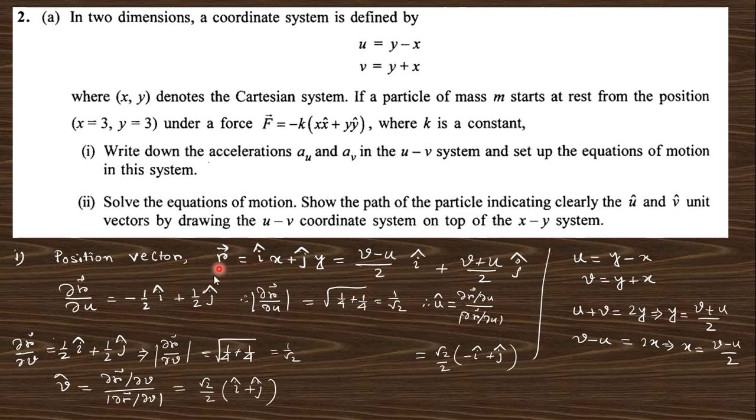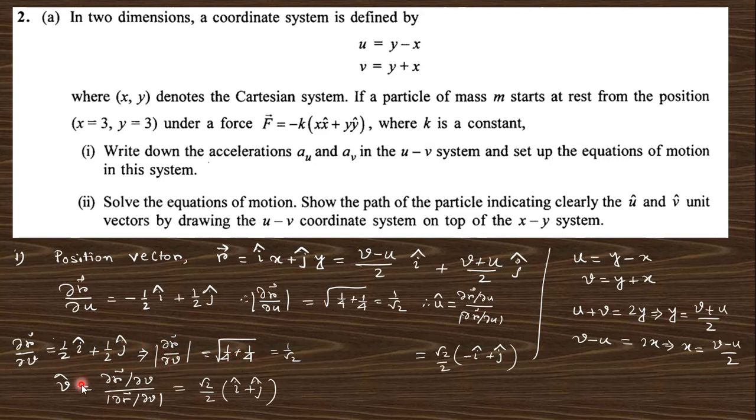Okay, so any position vector can be written as i cap x plus j cap y. Since this is on the xy plane, we can take only two and put the x and y values. We can change into xy by u equals y minus x, v equals y plus x. So if you add, you get y, and if you subtract, you get x. After getting x and y you put them here, and you can get u cap and v cap by taking the derivative of the r vector with respect to u, and with respect to v you get this.